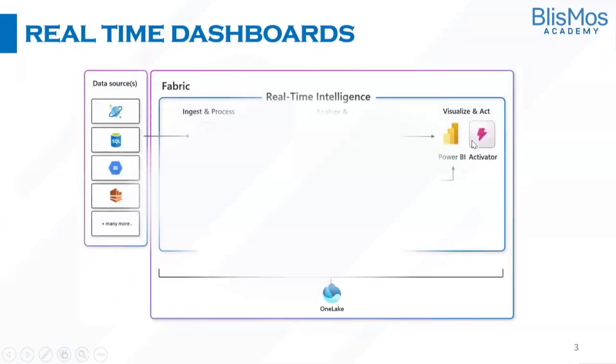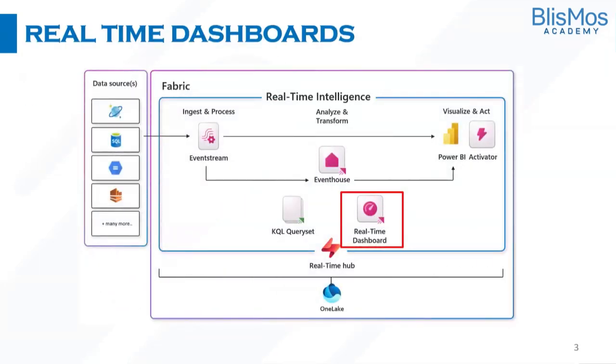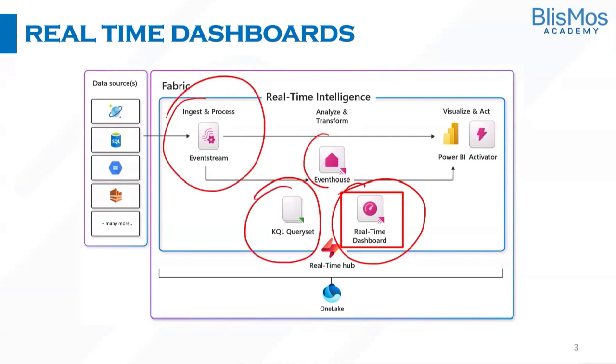In our previous class, we understood different aspects of the event house. As a part of this class, we'll understand what exactly is the real-time dashboard. If you recollect, we are discussing the real-time analytics as a part of Fabric, which includes important components like event stream, KQL query set, event house, real-time dashboard, activator, and real-time hub. Within that, we are drilling down on the important aspects of these components.